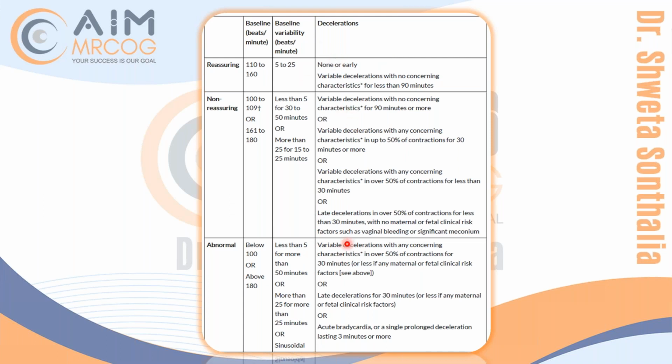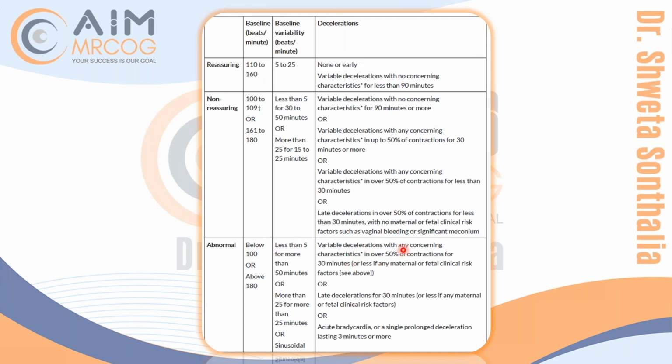In variable deceleration, we already saw that if 89 minutes, I'm not worried. If there is no concerning features and it is less than 89 minutes or less, I'm not worried. So what is the worrisome variable deceleration? Worrisome variable deceleration is with any concerning features, we will discuss what is that in detail. First, I'm giving you what is abnormal and normal so that first you understand how to remember it.